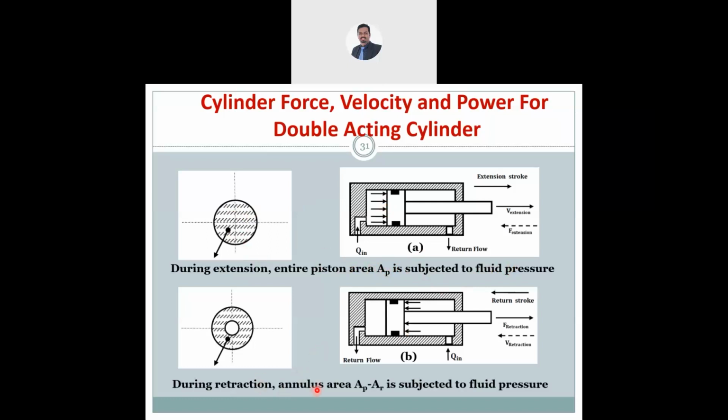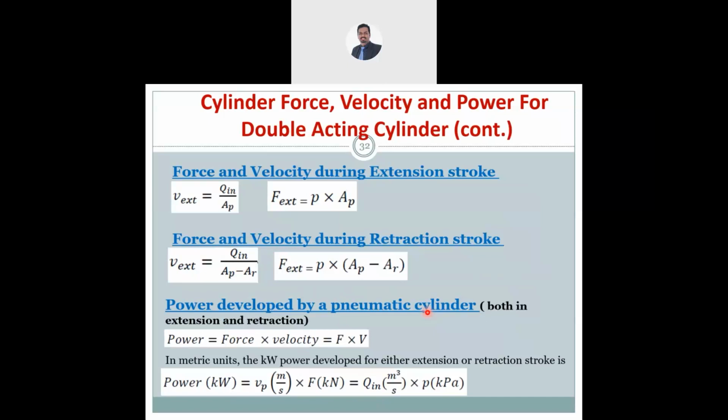But for retraction, you supply here, so you need to minus the area of the rod. So AP minus AR, piston area minus rod area. So you have to subtract. Then you can calculate. But the calculation for pneumatic and hydraulic is not much different.